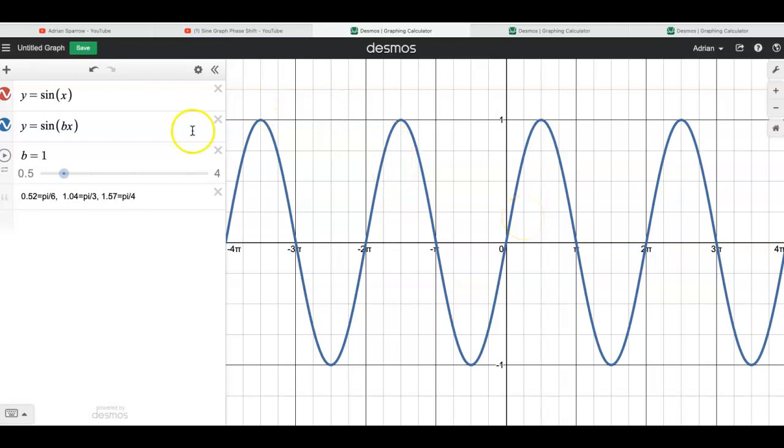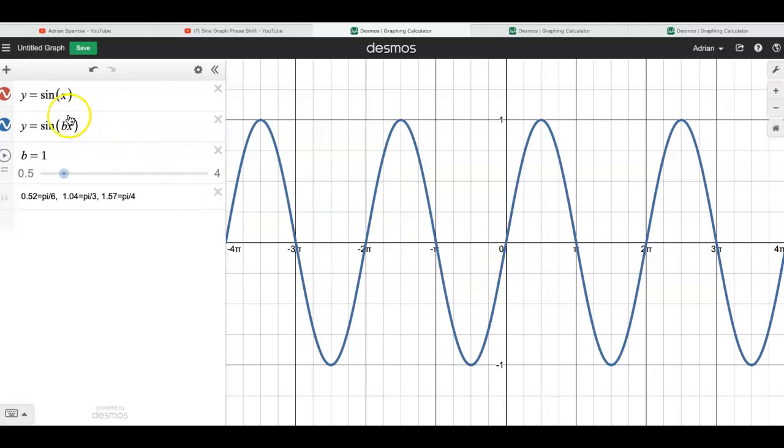In this video, we're going to look at the sine curve in radians, and we're going to look at the period and the b-value. What the b-value here is doing is it's going to alter the period of the graph, and it's going to create a horizontal stretch.